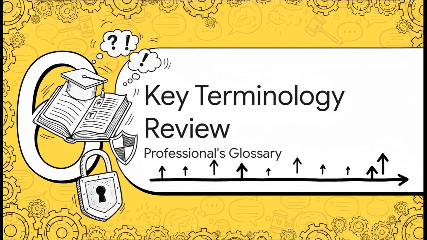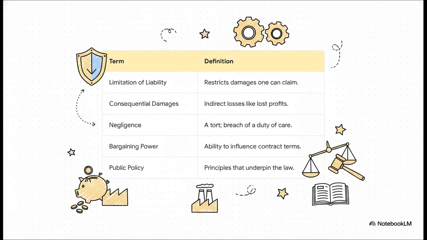And finally, part 6, a quick key terminology review. Let's make sure you've got the professional's glossary locked in. So here are our heavy hitters. Limitation of liability, that's the clause that caps the damages. Consequential damages, those indirect losses, like lost profits. Negligence, a breach of your professional duty of care. Bargaining power, which is all about whether each side could negotiate freely. And public policy, those fundamental legal principles that no contract is allowed to violate. Knowing these cold is absolutely crucial.